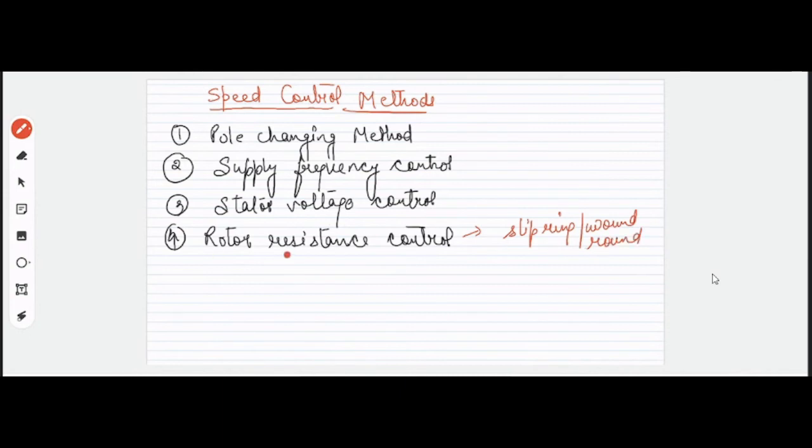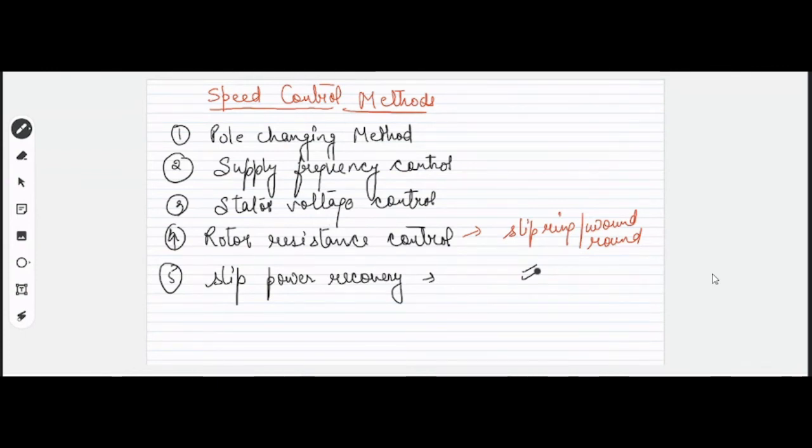As we don't have any provision to add on the rotor resistance in case of squirrel cage induction motor, right? So this method will only be applicable to the wound rotor or slip ring induction motor. Similarly, the fifth one, which is also a very popular method, is the slip power recovery method, right? And this method is also applicable to slip ring and wound rotor machines only, right?